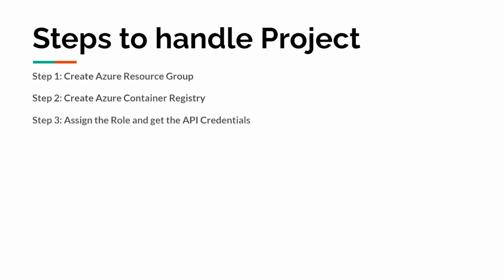The first step is the setup part: the Azure resource group. We have to create a container registry, give the roles for that new container registry, and from there we will take the API credentials. The same credentials we'll use for our GitHub Action to push the Docker image. So let's move on to the demo part.